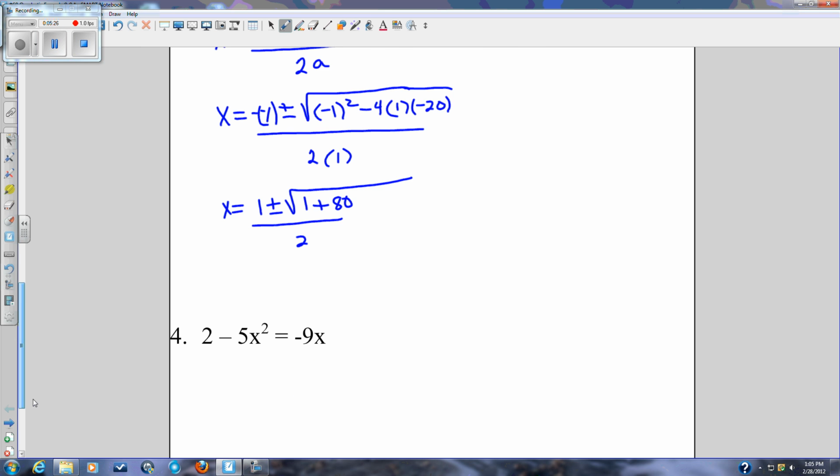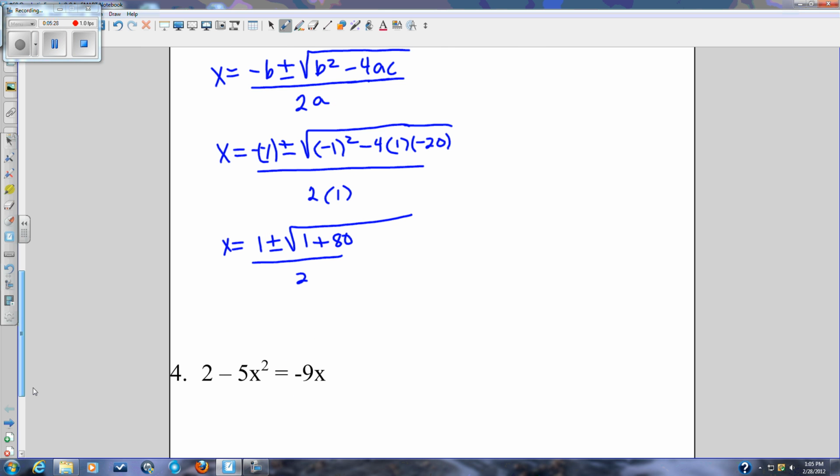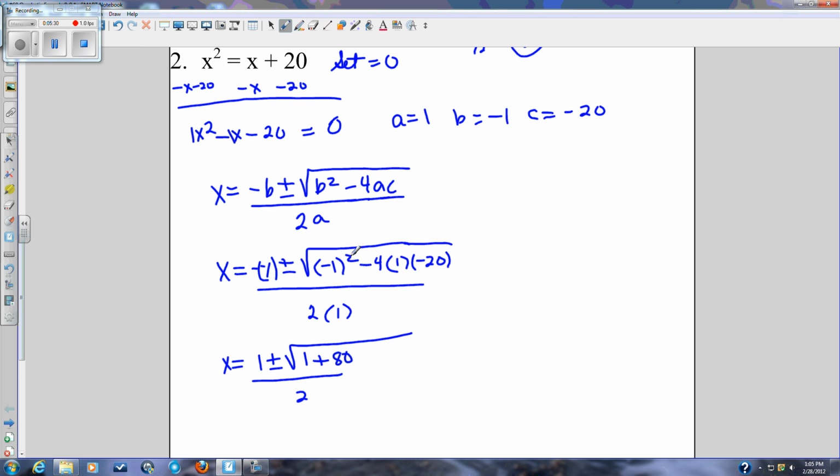Well, if we do this out, we have 1 plus or minus the square root of 81, all over 2. Well, we know what the square root of 81 is. We have 1 plus or minus 9 over 2.